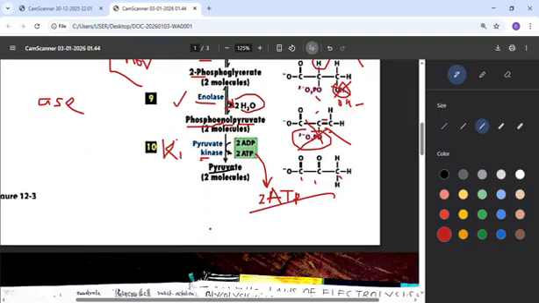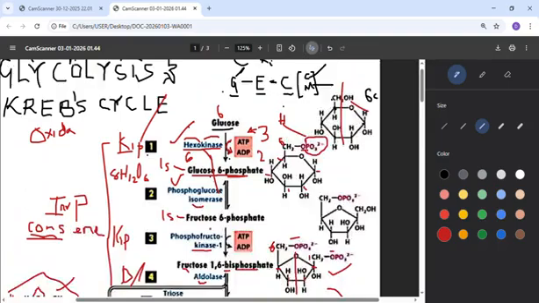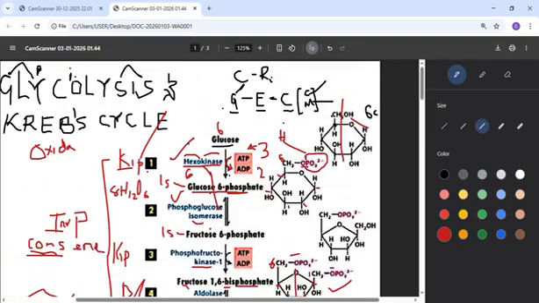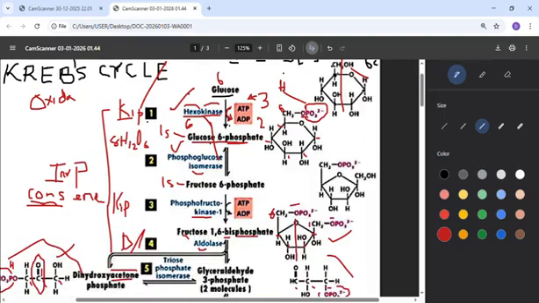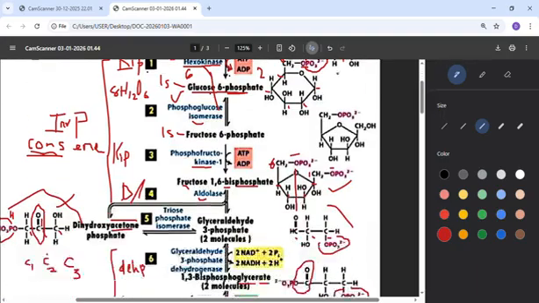But this is also linked to the second one called Krebs cycle. Glycolysis and Krebs cycle, both of them are from what we call aerobic respiration, which involves oxygen. The first one we have done takes place in the cytoplasm of the cell. But the Krebs cycle will now take place in the mitochondria, the powerhouse of the cell, where there will be more than 2 ATP.